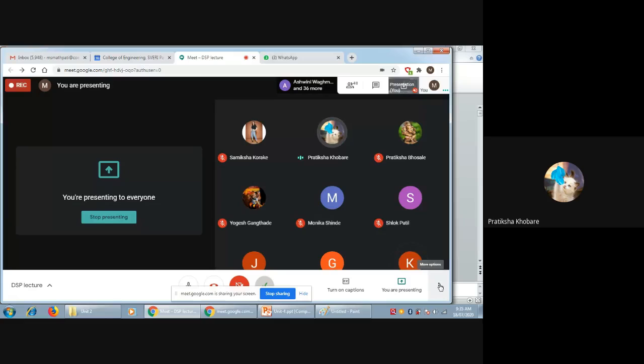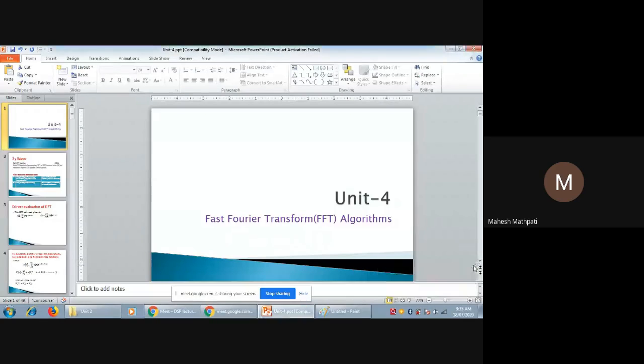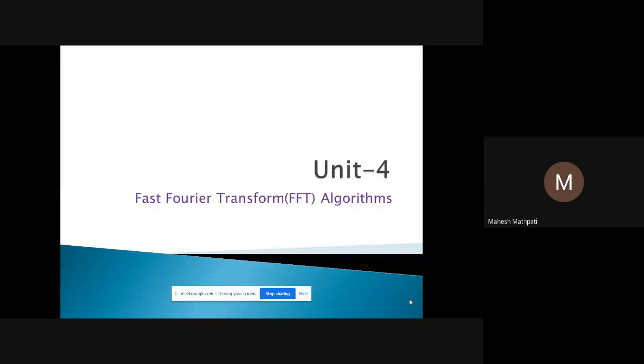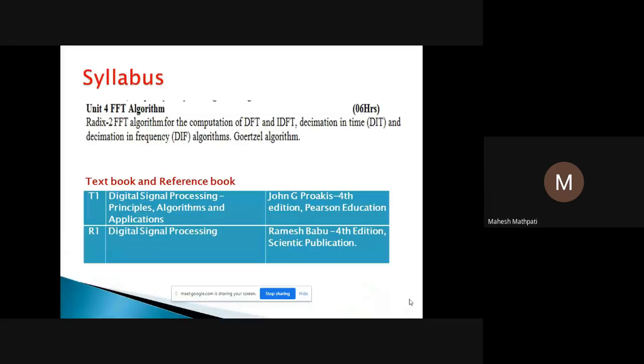Yes, sir. So today we are going to start with the fourth unit. Let us note down the syllabus first and then we will move further. Just write unit 4. Its title is FFT algorithm, or simply we are calling it the fast Fourier transform algorithm. Note down this title first. Noted?